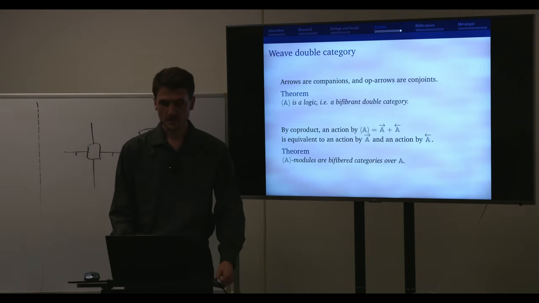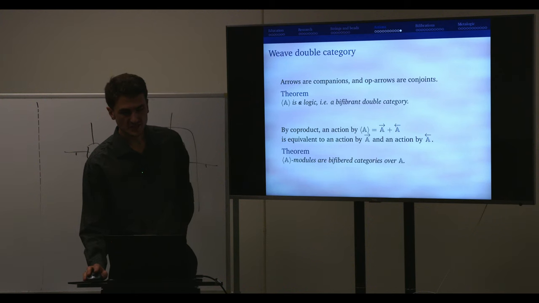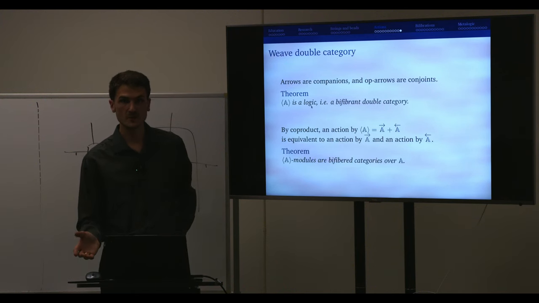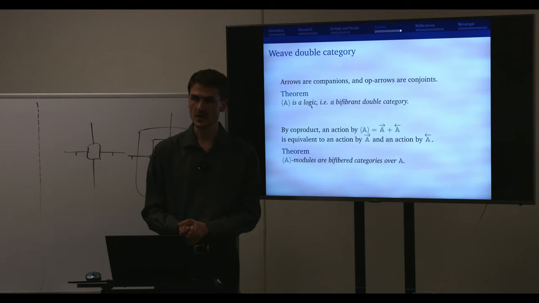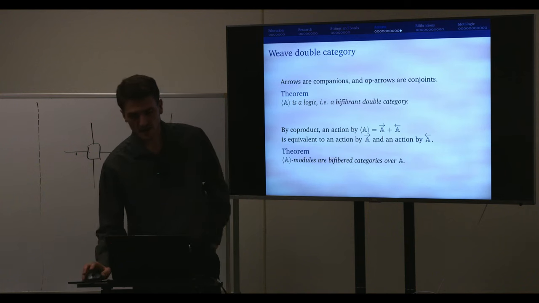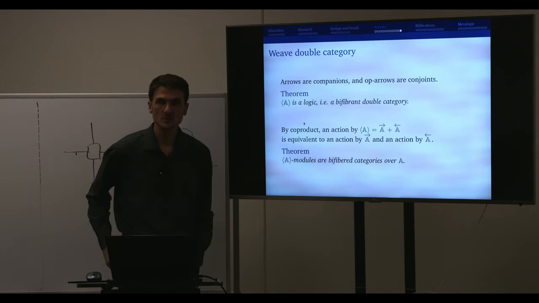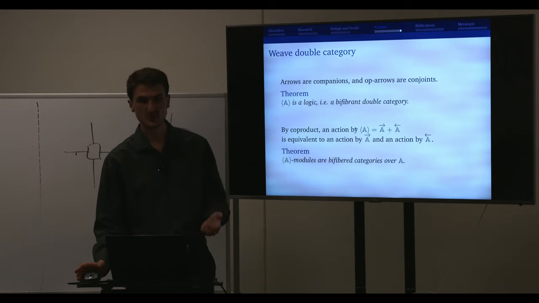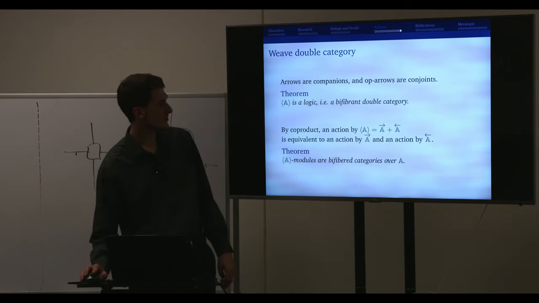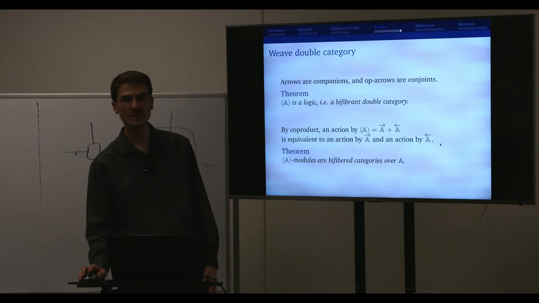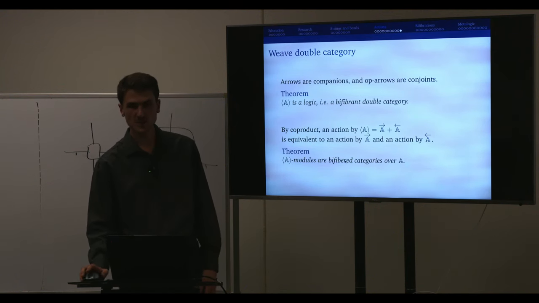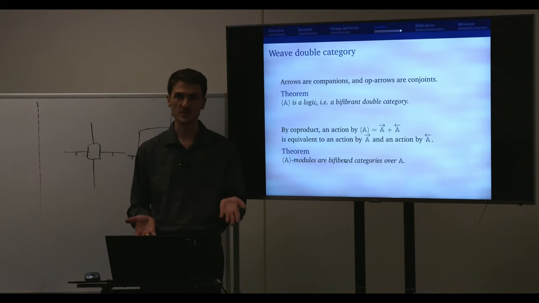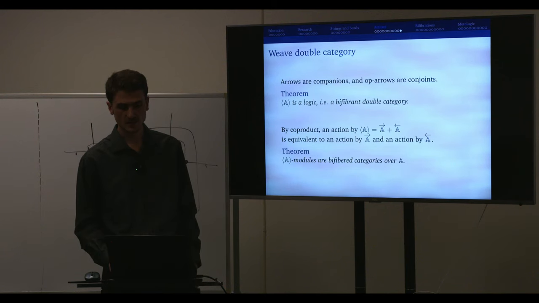So this structure is a logic, i.e. a bifibrant double category, because you have arrows pointing either direction. You have companions and conjoints. And by the universal property of coproduct, an action by this weave double category is equivalent to an action by the arrow double category and an action by its opposite. So its modules now are bifibered double categories rather than just fibered or opfibered. We have both push and pull actions.